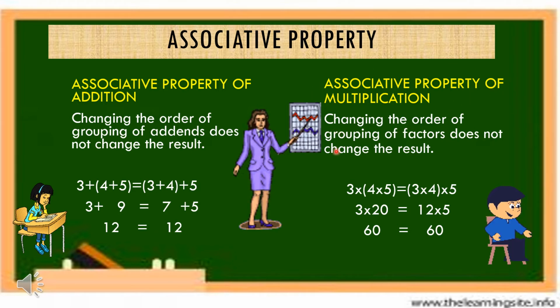Changing the order of the grouping of the factors does not change the result. So in the first grouping, we group 4 and 5. 4 times 5 is 20, and 3 times 20 is 60. In the second grouping, we group 3 and 4. 3 times 4 is 12. 12 times 5 is 60. 60 equals 60.